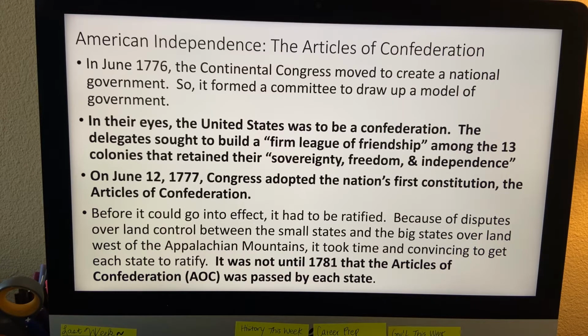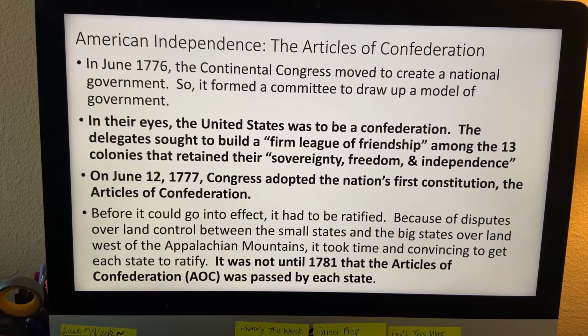So in June 1776, the Continental Congress decides that they need to create a national government. So they form a committee. We talked about this in the last video. Congress is going to form a committee to get this done. And in the committee's eyes, the U.S. is to be a confederation where the delegates seek to have a firm league of friendship among the 13 colonies, and each colony will retain their independence, their sovereignty, their freedom, and that's what they go with.